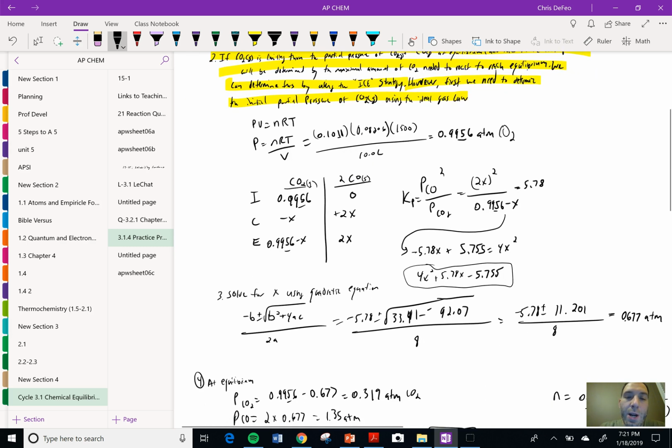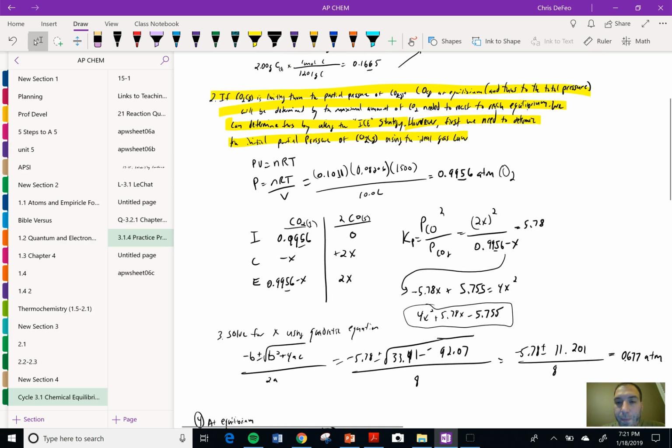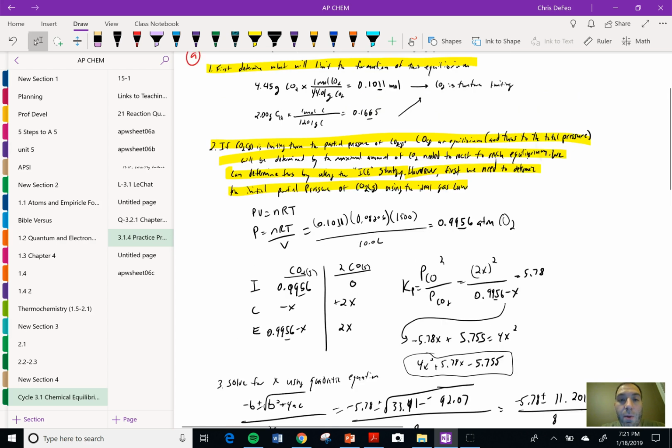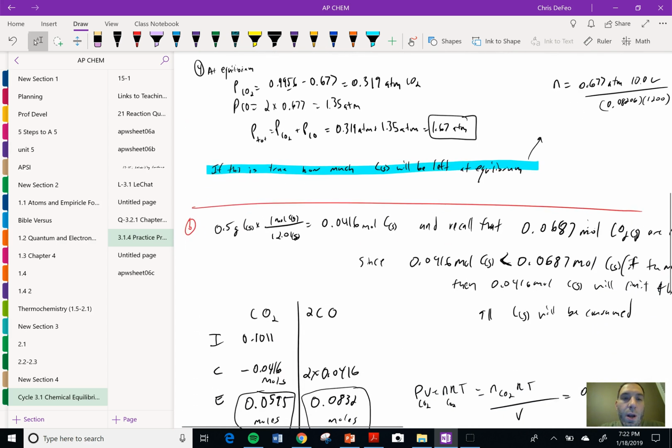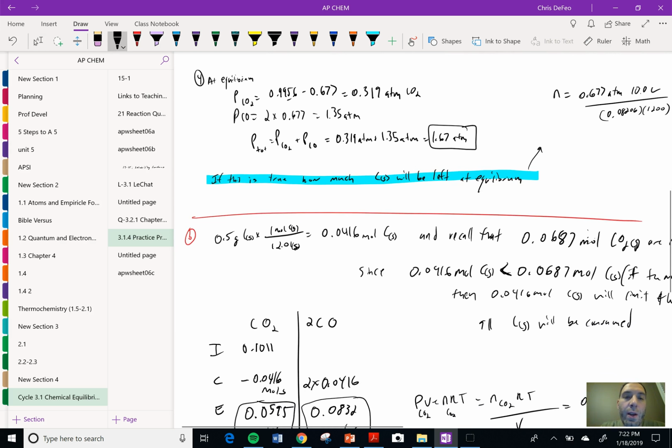Of course, this is in pressure. Later, I'll show you how we can figure out how much carbon was actually consumed. Okay, so taking your initial value of carbon dioxide and subtracting X, you end up finding out that you get 0.319 atmospheres of carbon dioxide, and for carbon monoxide, you're going to end up getting 1.35 atmospheres. You add them together and you get your total amount of pressure.